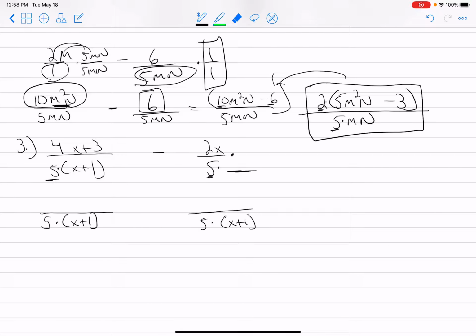So what am I going to have to multiply it by? I'm going to have to multiply it by x plus 1 over x plus 1, because that's still equal to 1. So I end up with 2x times x plus 1. Notice how I didn't multiply them through, because I want to see how this is actually going to work out. So we'll see what happens. Minus, this one is times 1 over 1. This is a 4x plus 3.